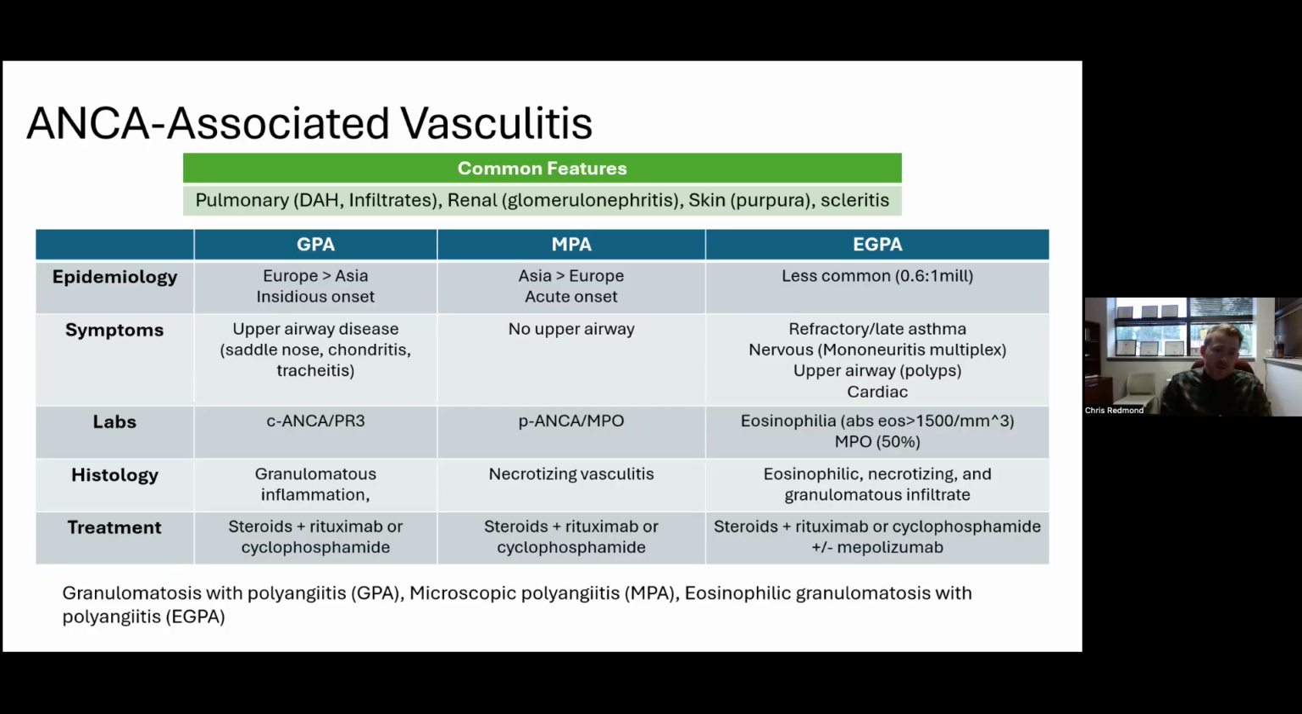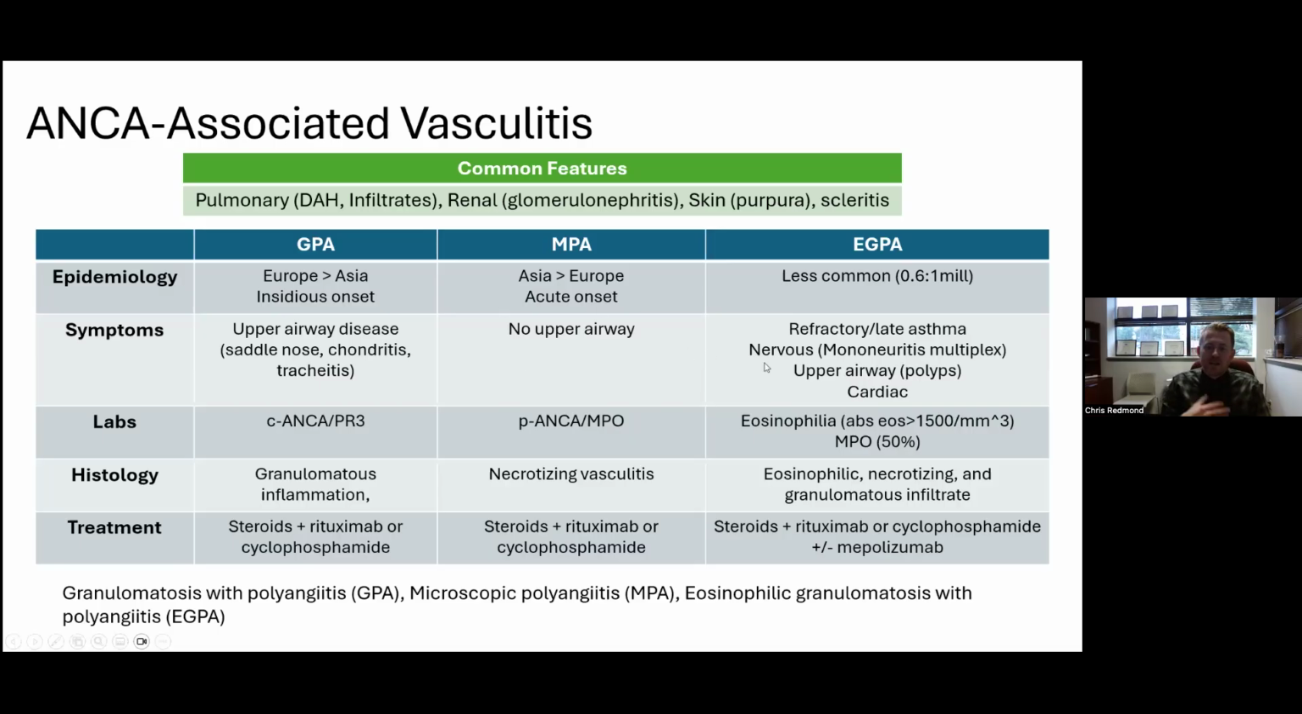The big defining symptom of GPA is upper airway disease. Saddle-nose deformities, chondritis, tracheitis. Those are things that you'll see in GPA and really not the other conditions. EGPA, you can have a little bit of upper airway polyps, but you will not have the large saddle-nose deformities. And then for MPA, you have no upper airway disease.